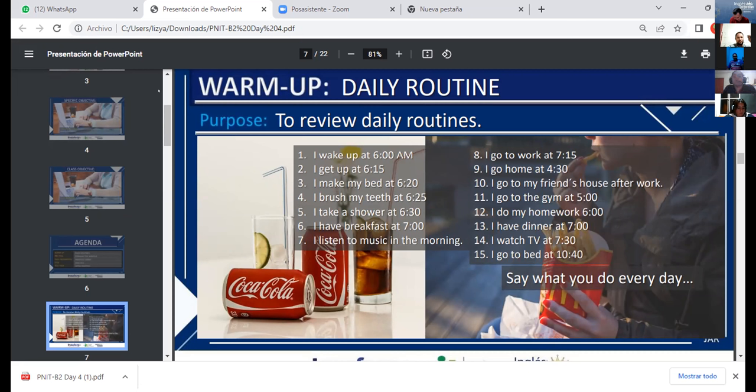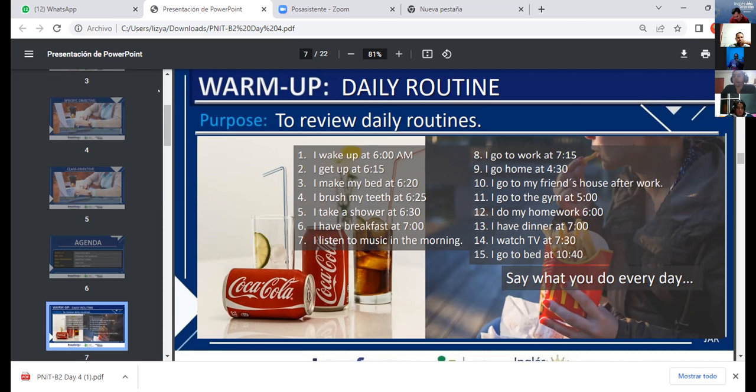I wake up at 6 a.m. I get up at 6:10. Then I make my bed, and then I brush my teeth. I take a shower at 6:30 a.m. and then I get dressed. I have my breakfast at 7 a.m. Sometimes I listen to music in the morning, and sometimes I listen all day. I go to work, I go to the office at 7:45 a.m. and I go home at 5 p.m.